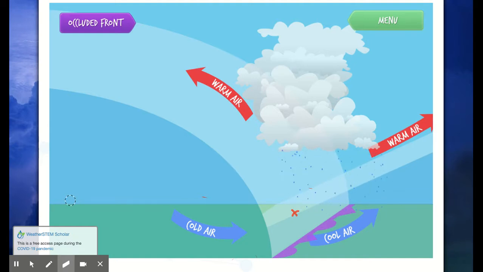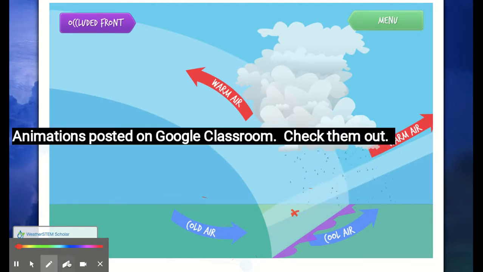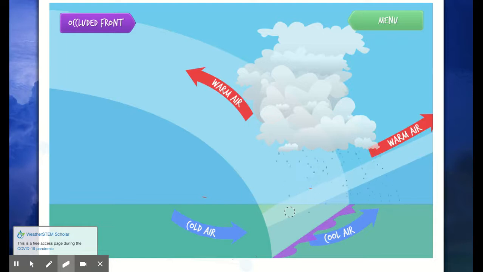So hopefully this helped a little bit. I'm going to post this animation on Google Classroom as well. You're welcome to play along with it. But again, the big picture is they produce clouds, they produce weak to strong storms because of these different air masses that don't really get along meeting each other.